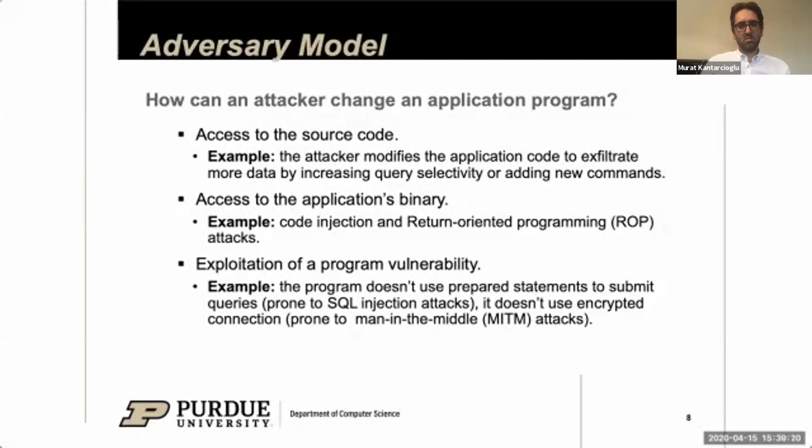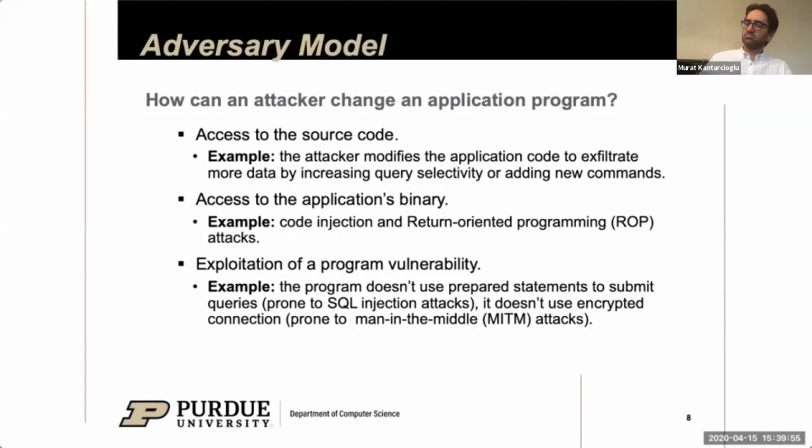There are different methods that enable the attacker to change an application program. The first one is having direct access to the code. For example, if the attacker is a developer, he can modify the application code to steal data by increasing query selectivity or adding new commands. Another way to change the application is having access to the application's binary. The attacker can perform a code injection or return-oriented programming attack.